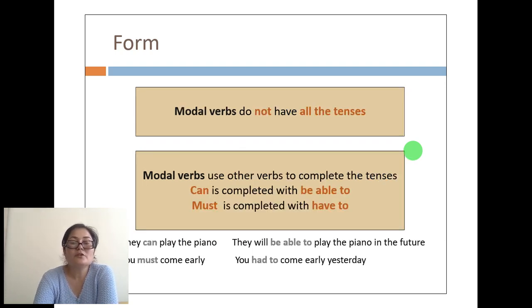Modal verbs don't have all the tenses. Modal verbs use other verbs to complete the tenses. Can is completed with be able to. Must is completed with have to. Pay attention to the following examples. They can play the piano. They will be able to play the piano in the future. You must come early. You had to come early yesterday.